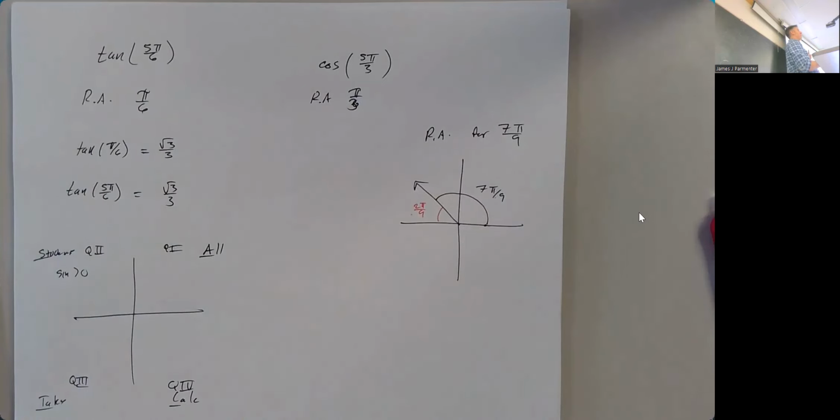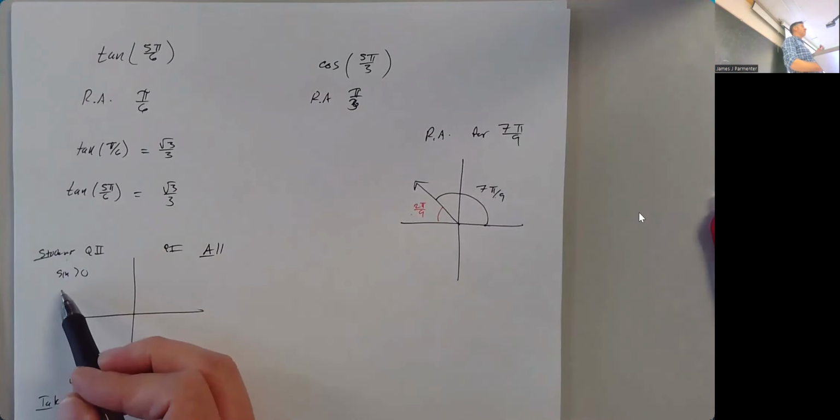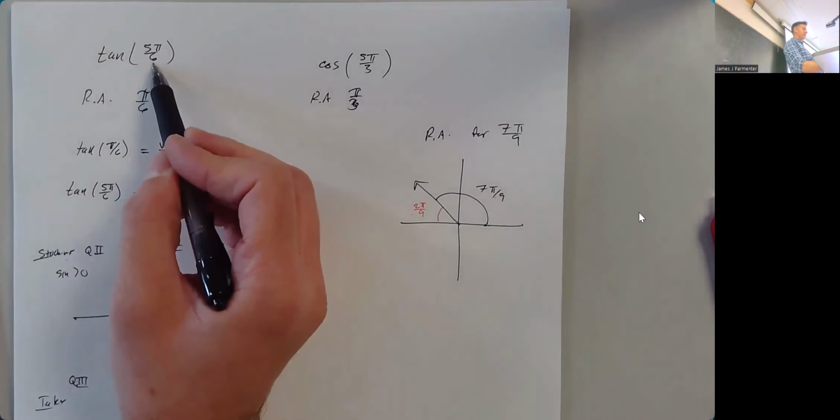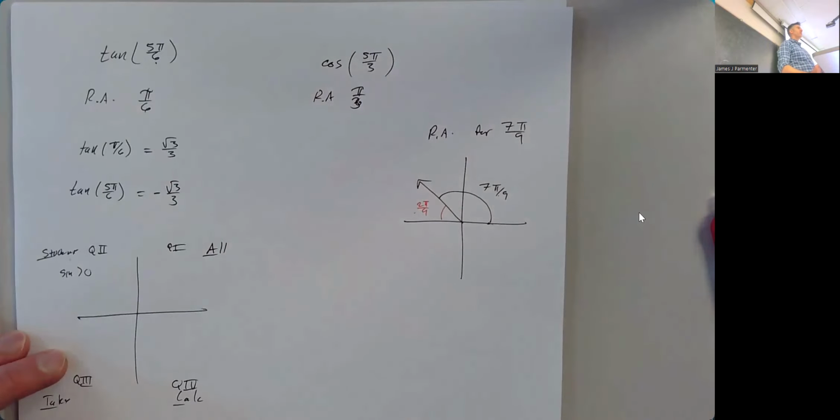So we don't really talk about cosecant, secant, and cotangent because we know that if sine is negative, cosecant is also negative. If cosine is positive, secant is also positive. If tangent is positive or negative, cotangent is similarly positive or negative. So in the second quadrant here, sine is positive. The other two are negative, meaning in quadrant 2, which this angle certainly is in, tangent of 5 pi over 6 is going to be negative root 3 over 3.